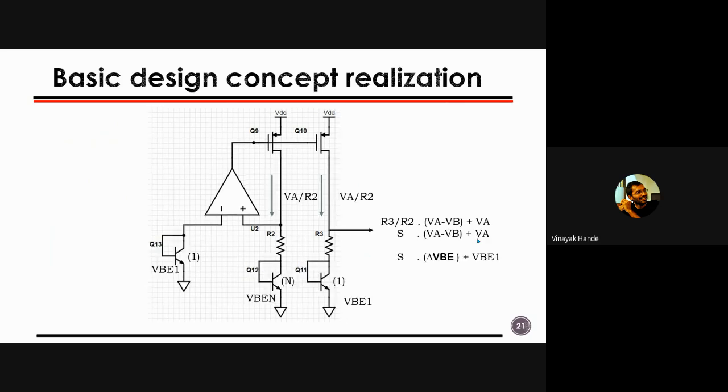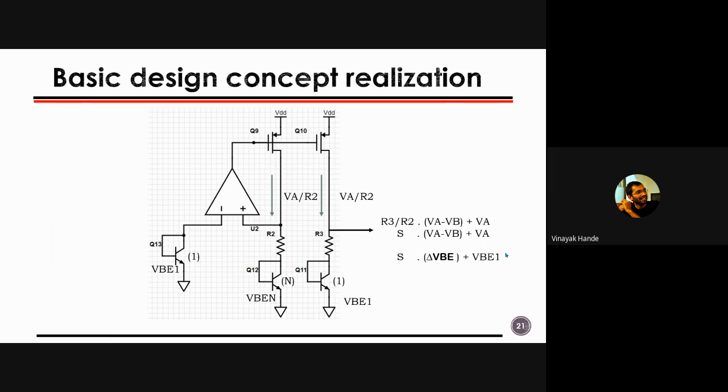Then at the end, we'll replace all the VB1 with the batteries with the BJTs, and we rewrite the equation. And this is VBN, VB1, this is VB1, and S into delta VB plus VB1. Means at the end, we have completed our reference voltage over here, right? But still, if you go and simulate this circuit, it will not work at all. Why will it not work?